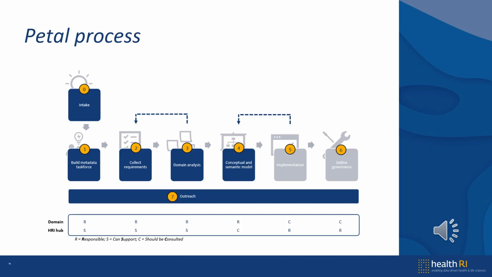The process for developing a domain-specific metadata schema can be divided in different steps. After an intake with HealthORI, the domain should bring some domain and metadata experts together that can collect metadata requirements and also look into what has already been done in their domain. This can be combined into a semantic model or metadata schema, specifically for the domain. This part of the process is mainly on the domain, whereas the implementation into the catalog is primarily done by HealthRI together with the domain.